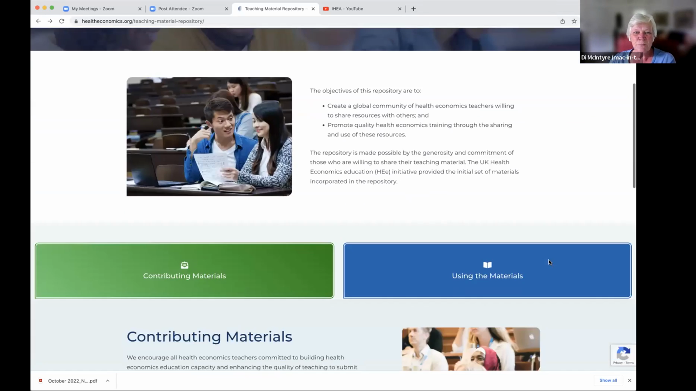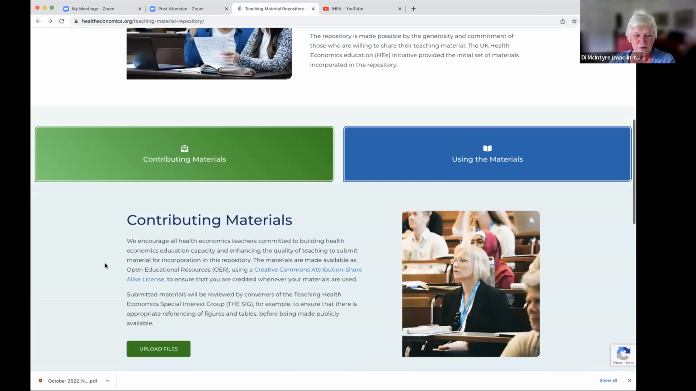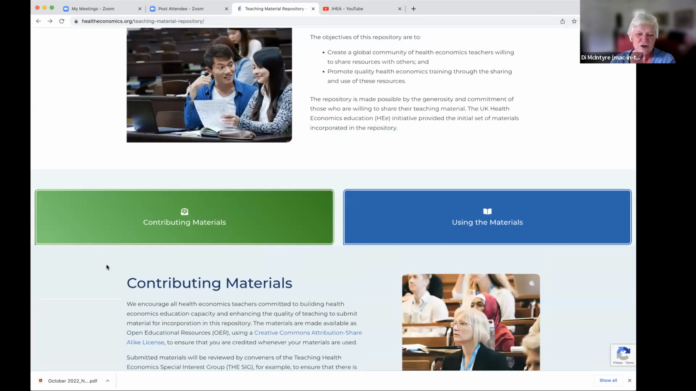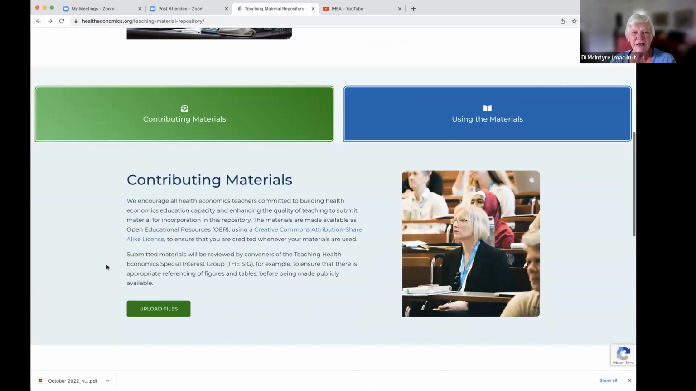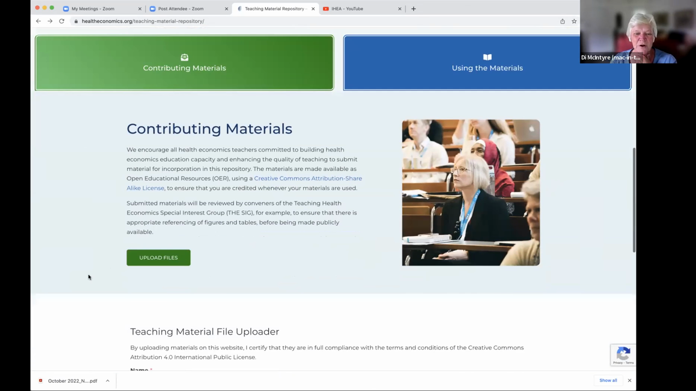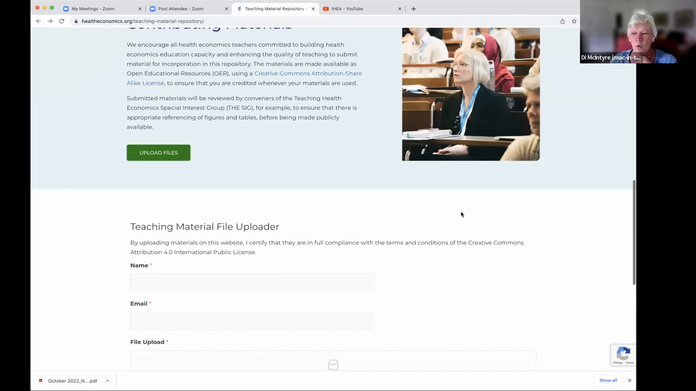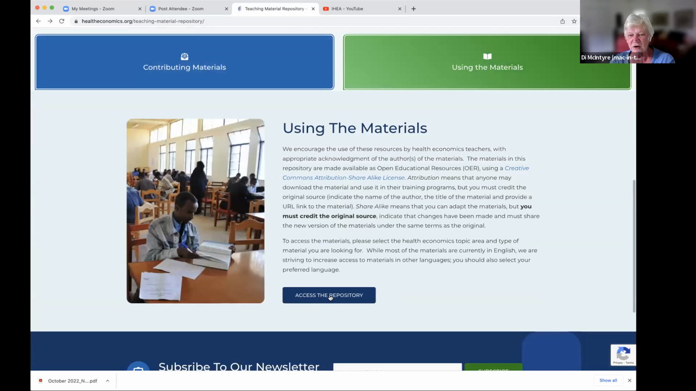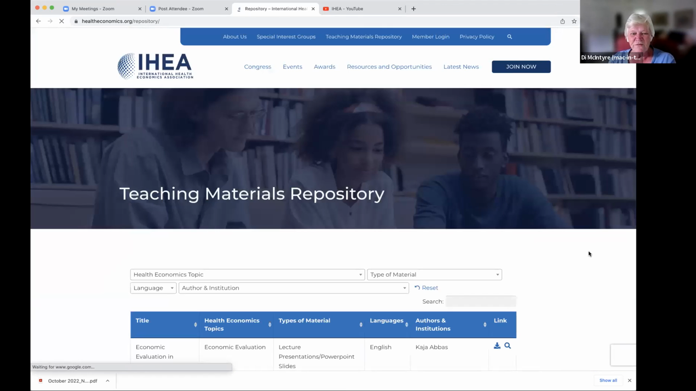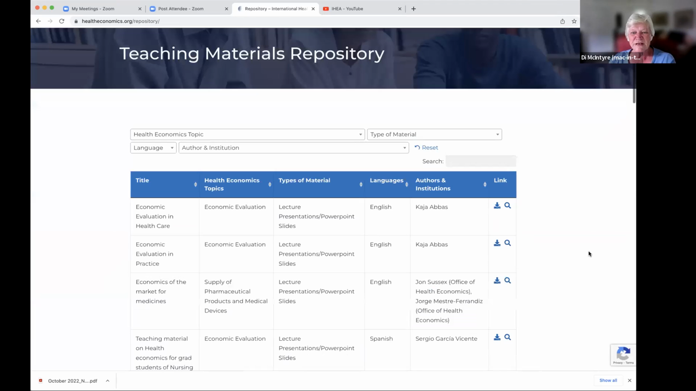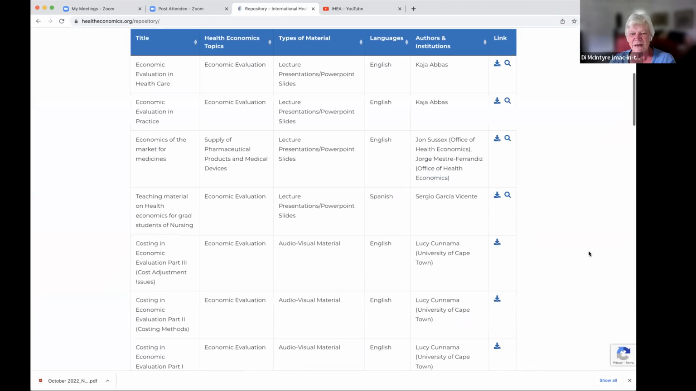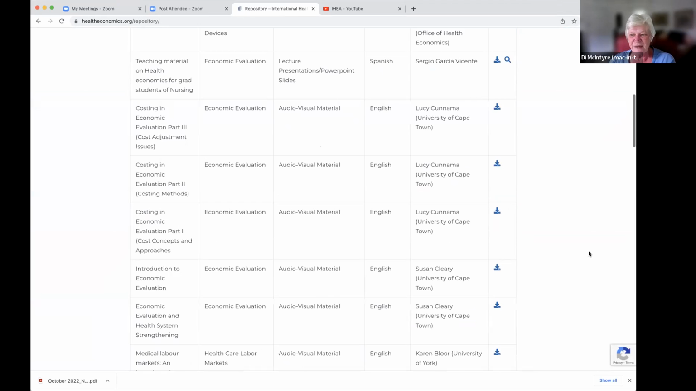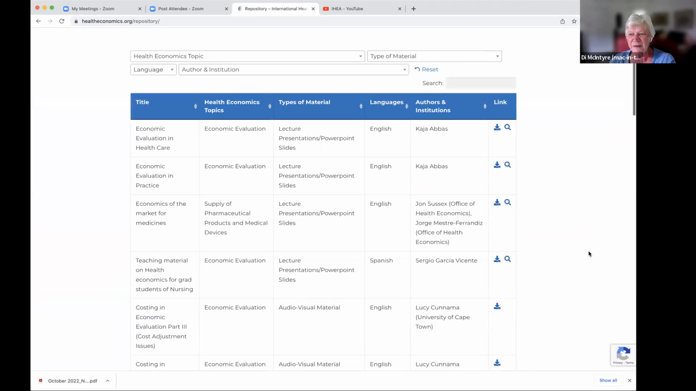And essentially there are two parts to it. The one is contributing materials, and we really encourage people to share teaching materials that they've got. It's very easy to upload files. Or the using the material side of things, and that's how you get into the repository itself, just clicking on this little button down here. And here you will find all the materials that have been uploaded, that people have said they're willing to share.